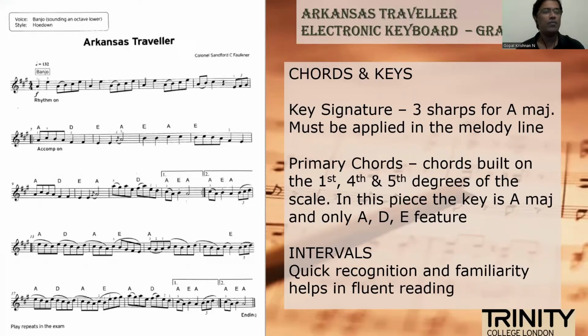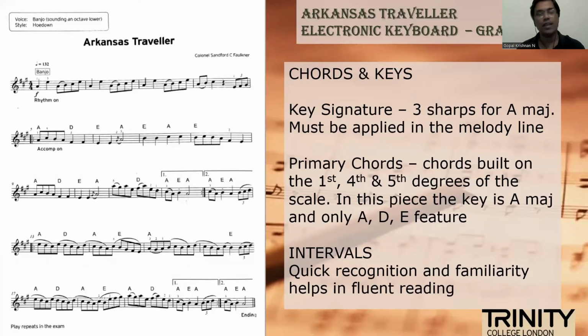Another interesting feature of what we see here is the chord pattern. The primary chords, the chords built on the 1st, 4th, and 5th degrees. And in this particular piece, we find the entire piece is being supported by the primary chords of A major, which are A, D, and E. A great example to learn how the primary chords can support a whole piece of music and how strong that is built. A quick recognition of the intervals is very much possible.